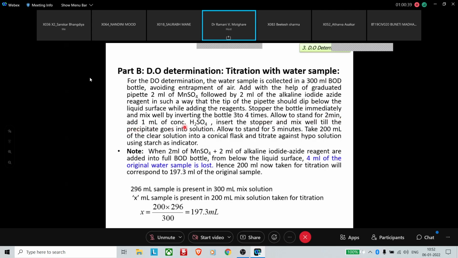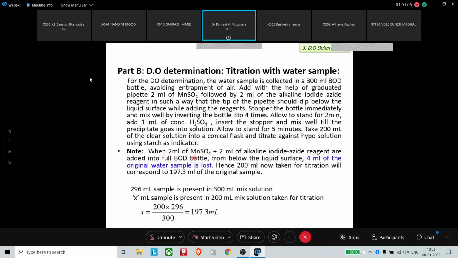Add 1 ml of concentrated H2SO4. Generally, this addition is done by the attendant. Concentrated H2SO4 you are not allowed to handle. Insert the stopper and mix well till the precipitate goes into solution. Allow to stand for 5 minutes. Take 200 ml of the clear solution into the conical flask and titrate with hypo solution using starch as indicator.